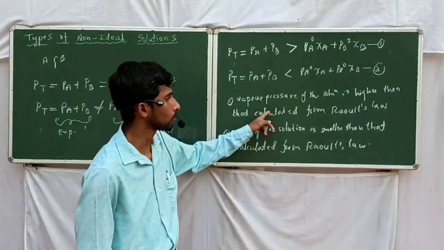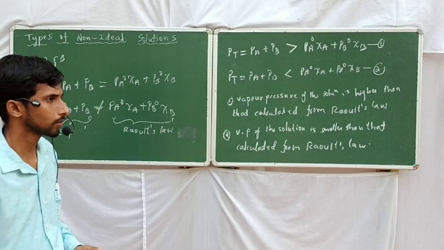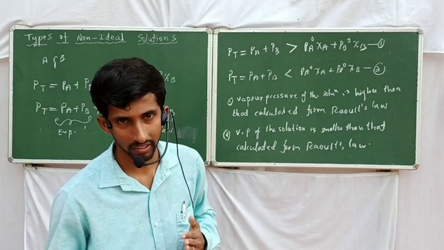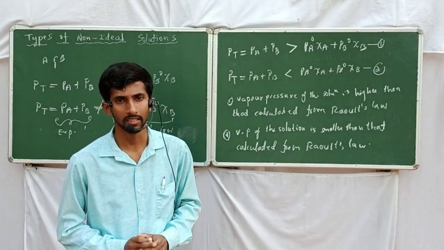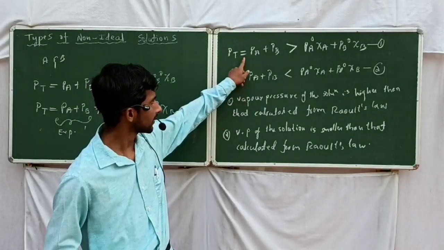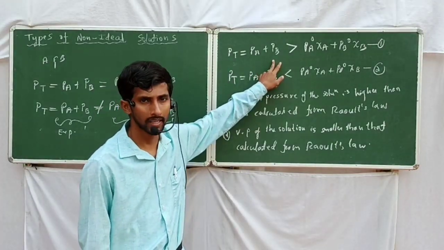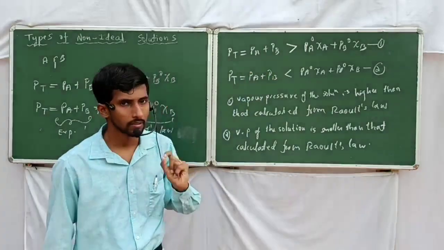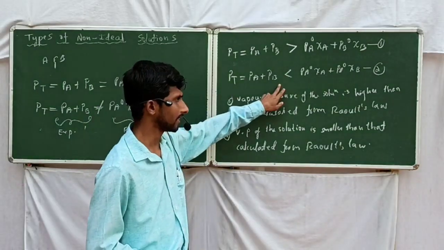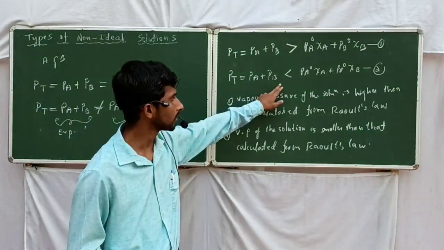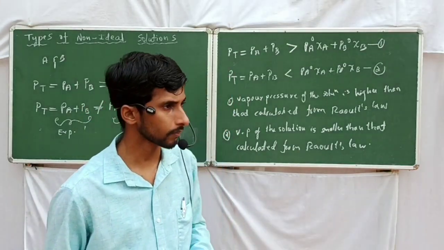On the basis of these two conditions, we are classifying the non-ideal solutions into two types. The first one is non-ideal solution showing positive deviation. The second type is non-ideal solution showing negative deviation from Raoult's law. So if solutions obey the first condition, then that type of non-ideal solutions are called non-ideal solutions showing positive deviation from Raoult's law. If the solutions obey the second condition, then that type of solutions are called non-ideal solutions showing negative deviation from Raoult's law.